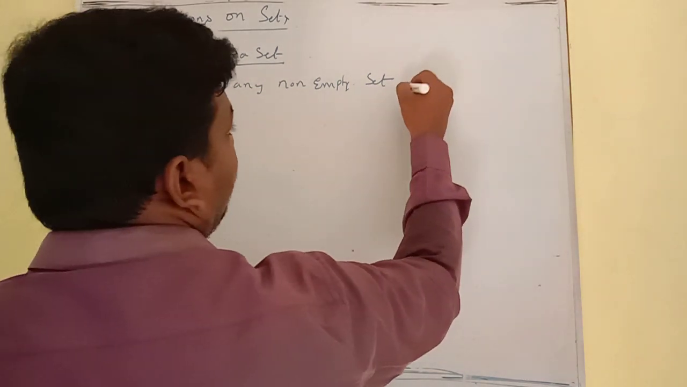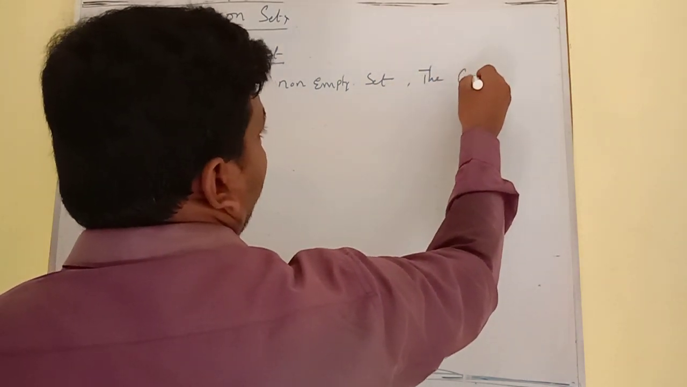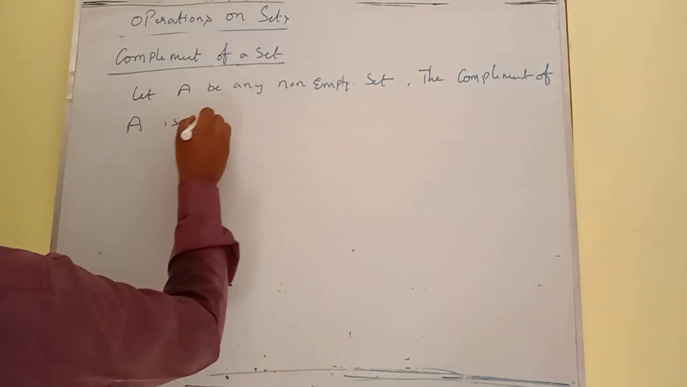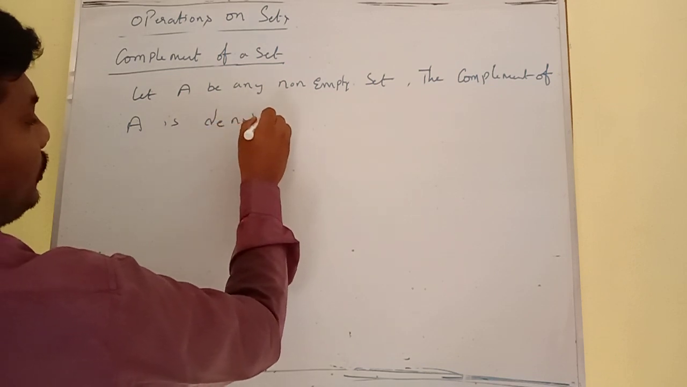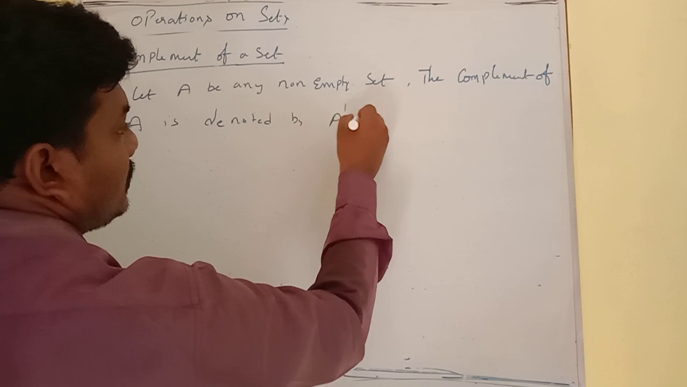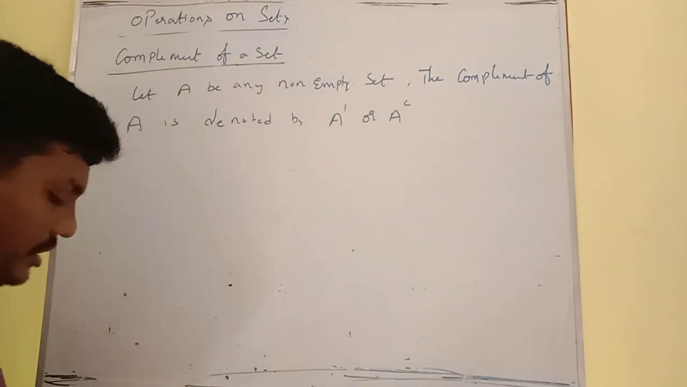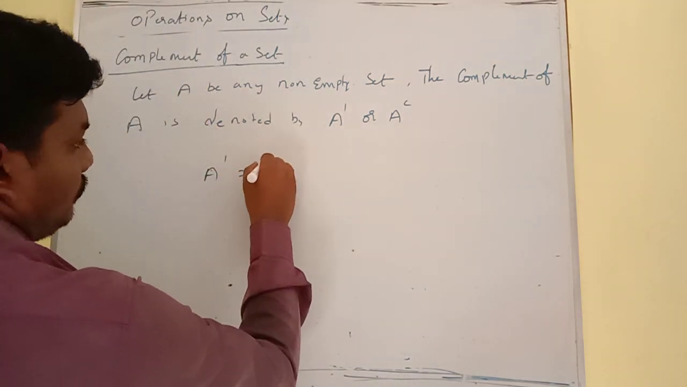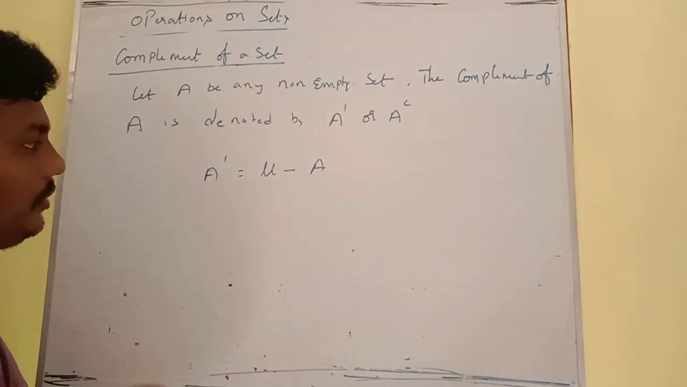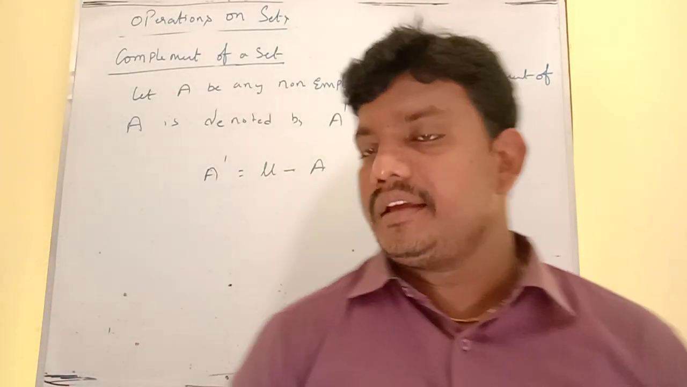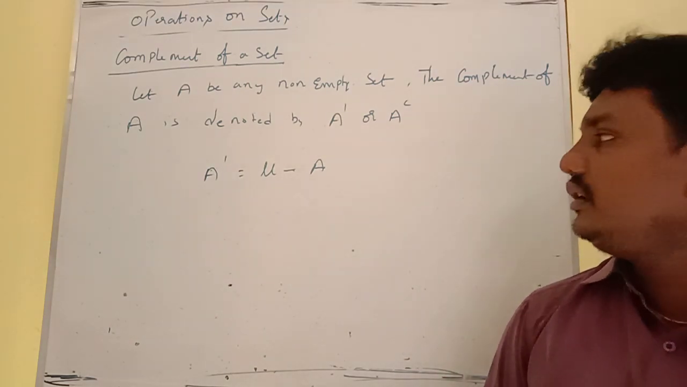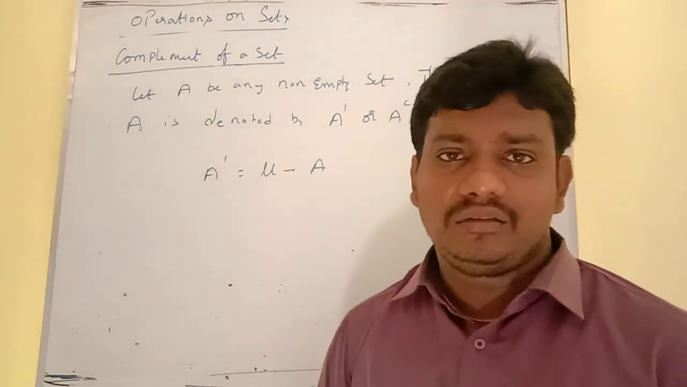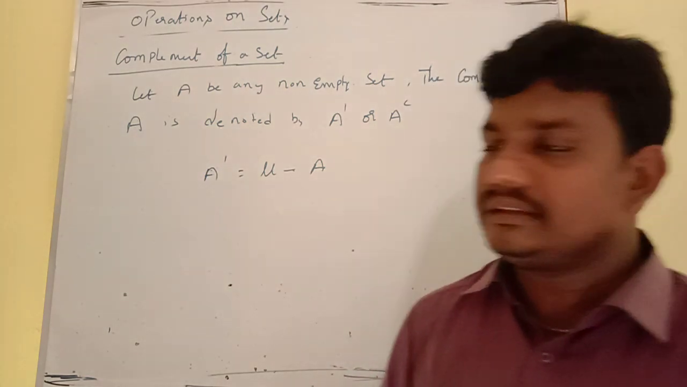Then the complement of A is denoted by A dash or A power C. This is the complement. What is the formula? A complement is equal to mu minus A, where mu is the universal set and A is a non-empty set. That means we have to subtract the set A from the universal set. That is called A complement, which is simply not A.